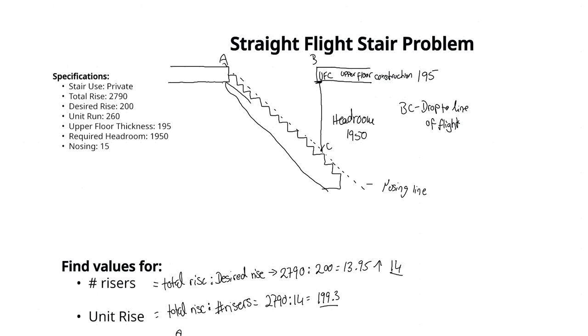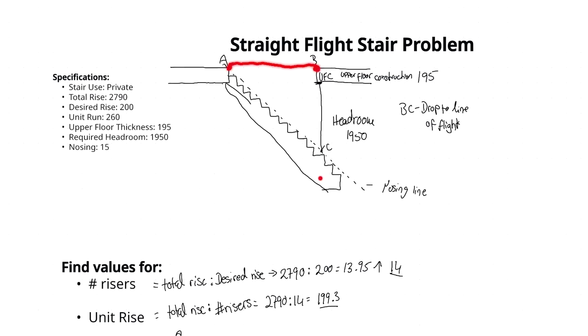And you can see that AB and BC here actually creates another triangle. And this triangle is directly correlated to our unit rise and unit run triangle. So we know what our BC is, right? We're going to add our headroom and our upper floor construction together. And we know what our unit rise and unit run is. And that's what we'll use to figure out AB. So that goes right from here, from our header to the header on the other side, our calculated opening. So let's figure those out.